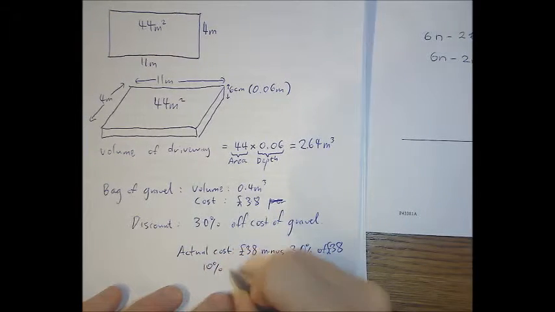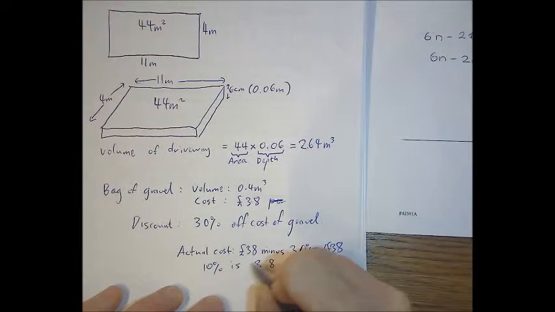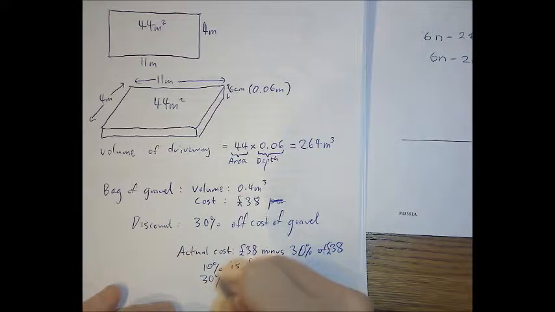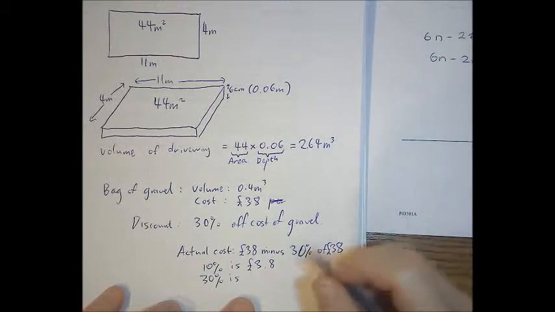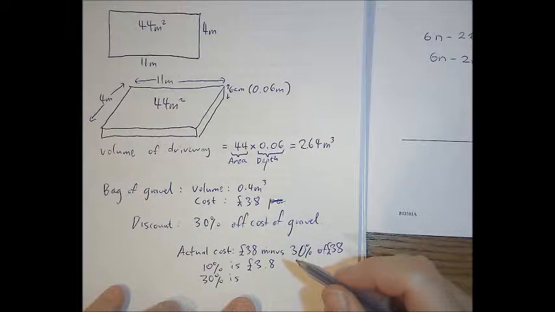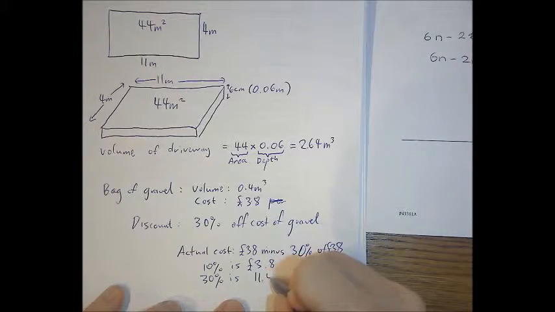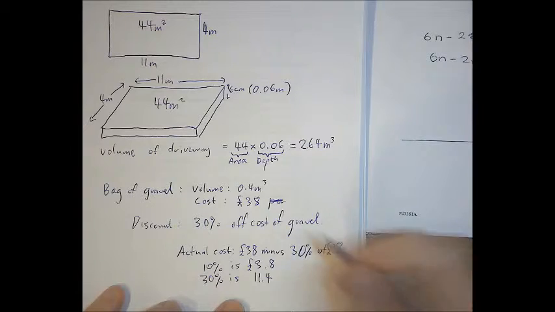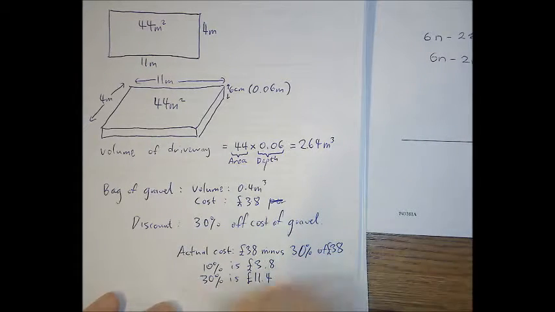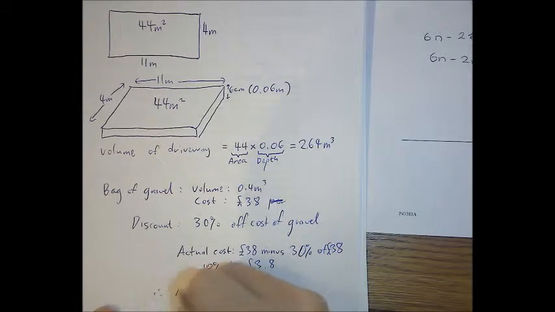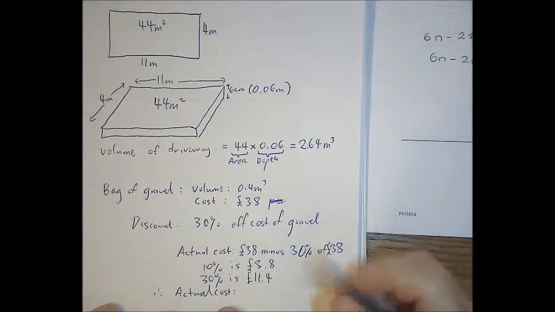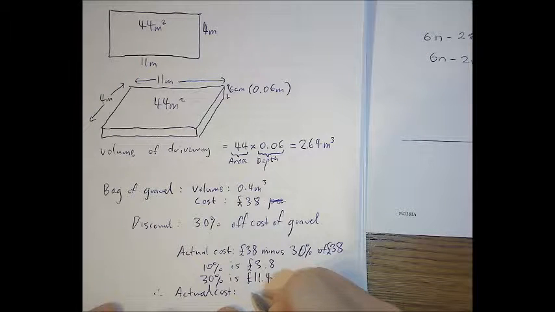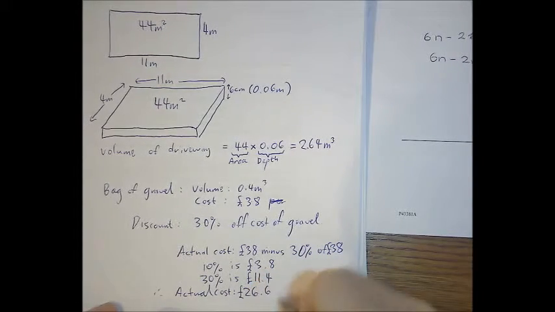10% is 3.8. 30% is 11.4, I think. Yep, 11.4. Therefore, actual cost is, I think, 26.6 per bag.